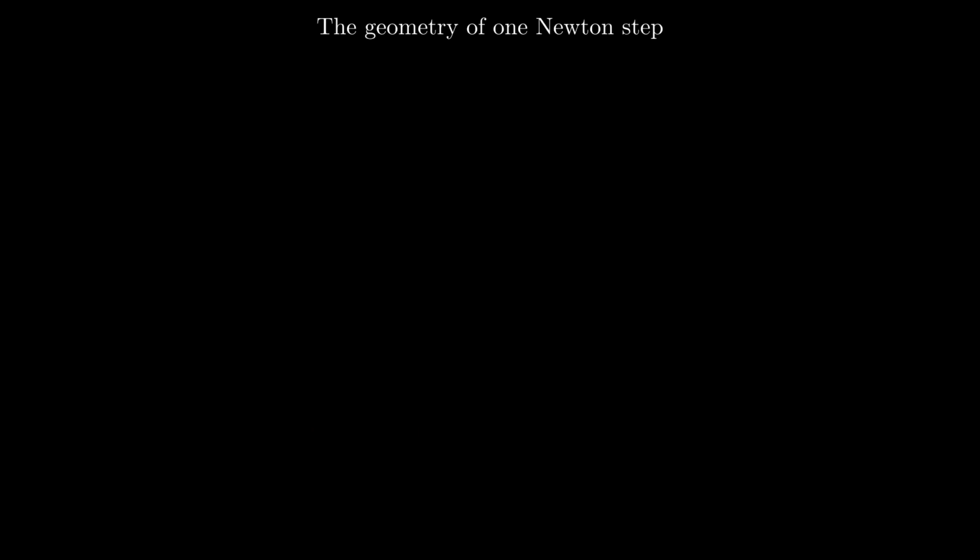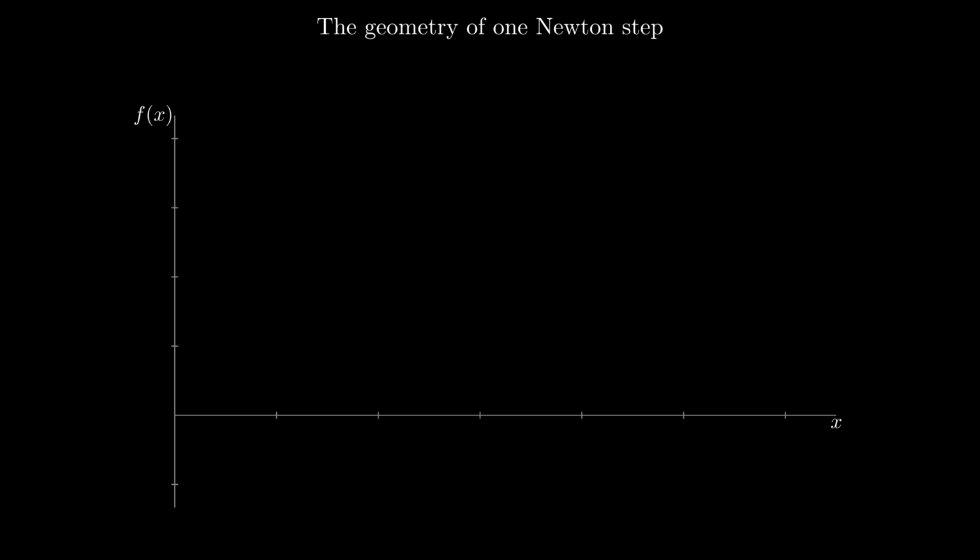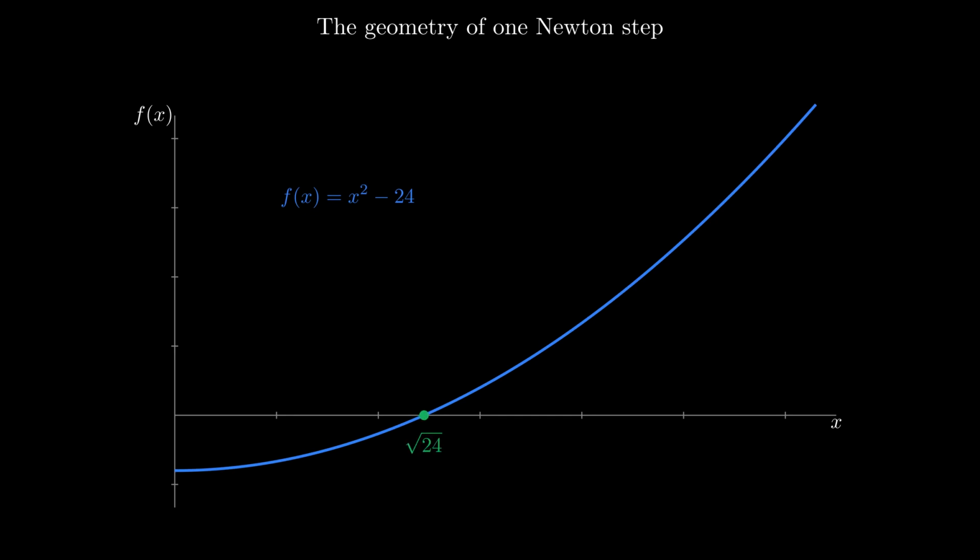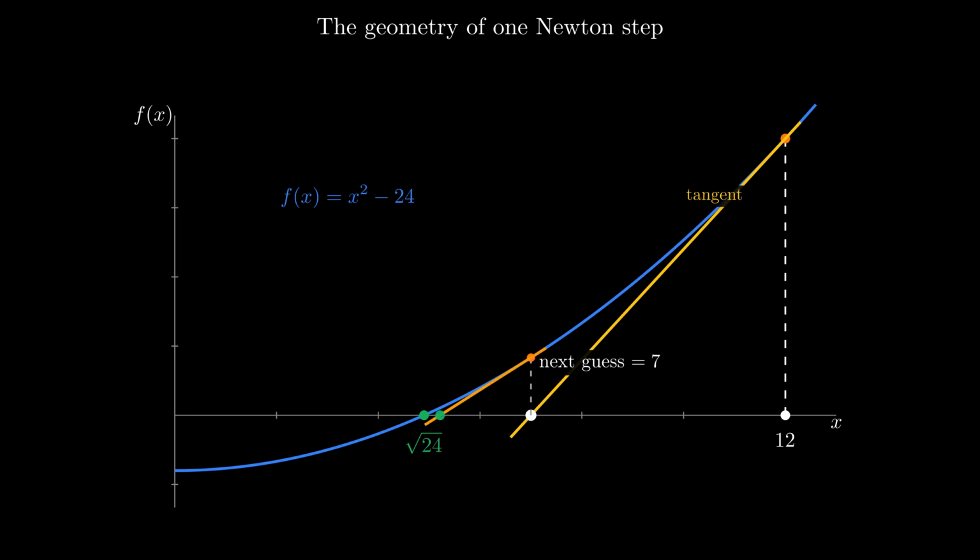Here's the geometry behind that formula. Plot f of x equals x squared minus 24. Its root, where the curve crosses the x-axis, is the square root of 24. Start at a guess, say 12. Go up to the curve, then draw the tangent line there and follow it down to where it hits the x-axis. That landing point is your next guess, 7. Repeat, up to the curve, down the tangent, and each landing sits closer to the true root.